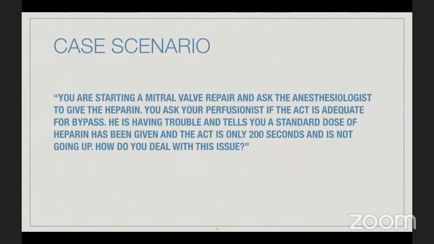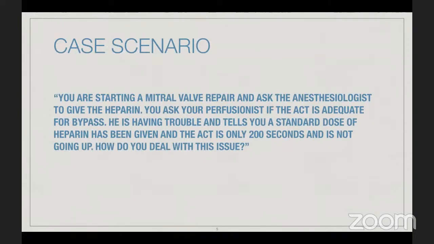Heparin resistance. Heparin resistance, okay. Why? First, I need to make sure that the anesthesiologist has given an adequate dose of heparin. They gave the measured dose of heparin. Yeah, then the lack of response, evident by the suboptimal ACT, I think may indicate heparin resistance.